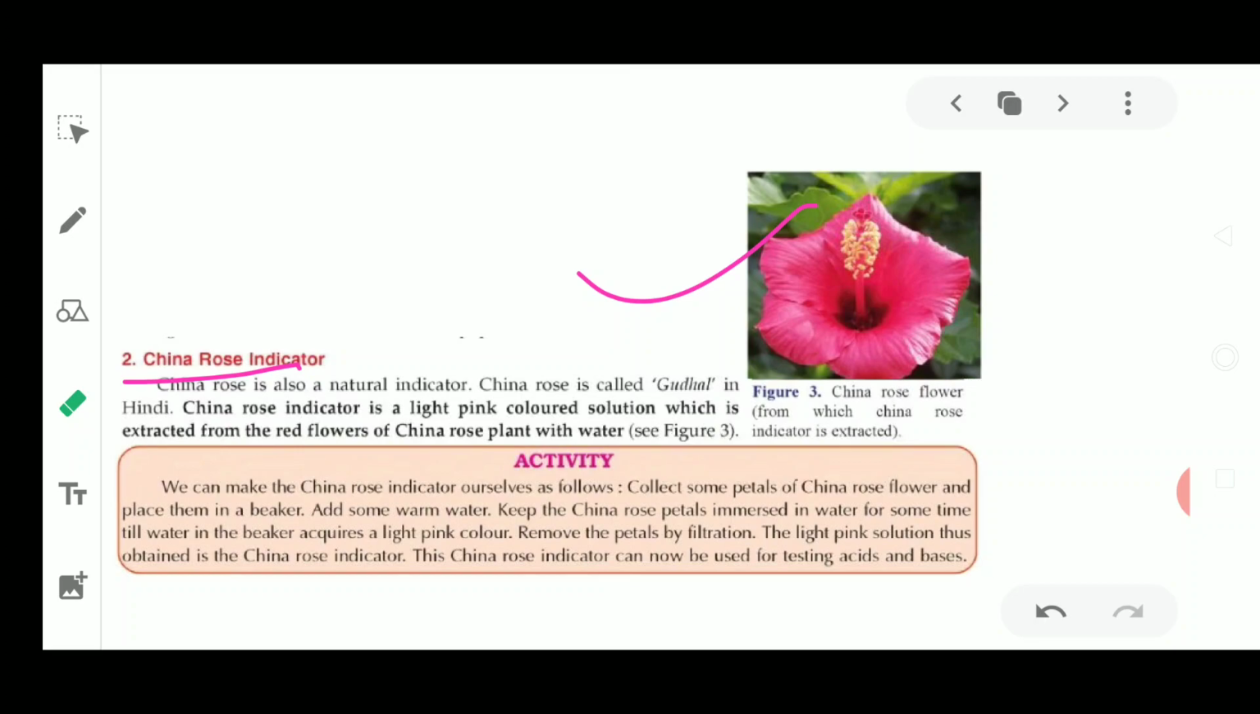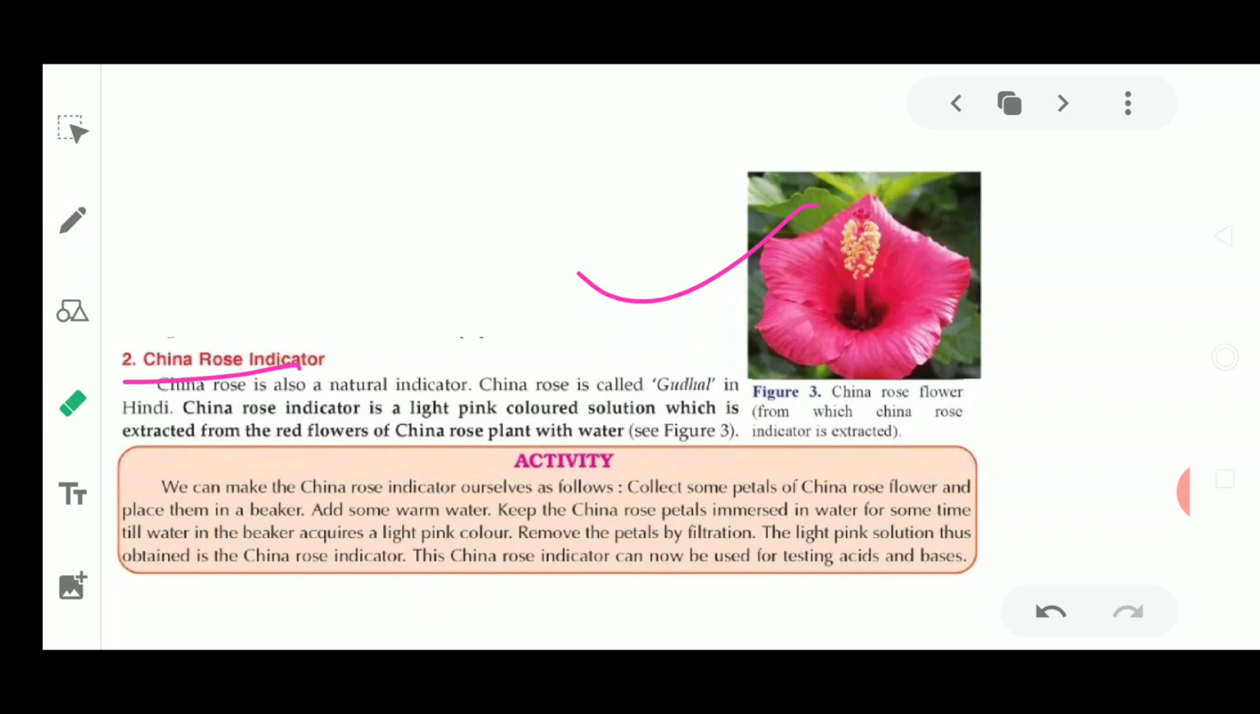Now how are you going to make this China rose indicator? It is also given in the form of an activity. For making China rose indicator, we have to collect some petals of China rose and place them in a beaker. Then you have to add some boiled water or warm water to it. Keep the China rose petals immersed in the water for some time. Now this water becomes pink in color. Now remove the petals by filtration. This light pink colored solution is thus obtained as the China rose indicator.